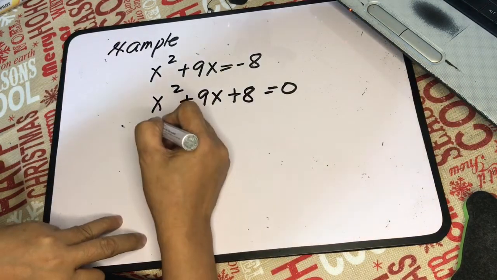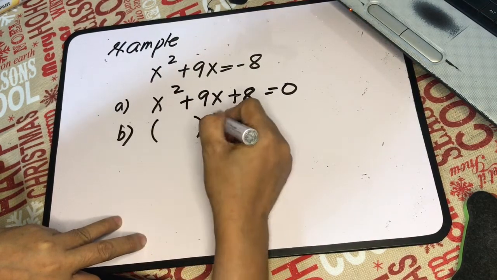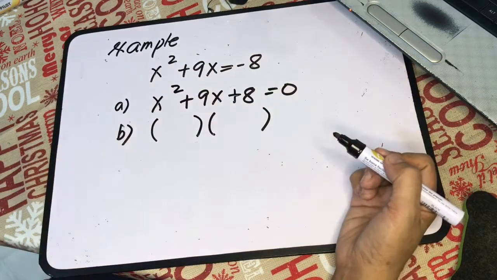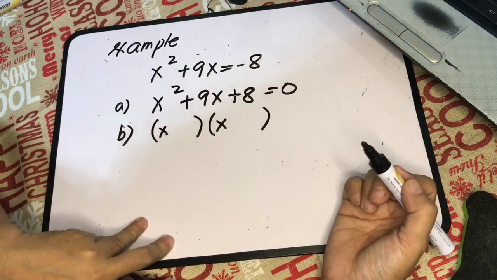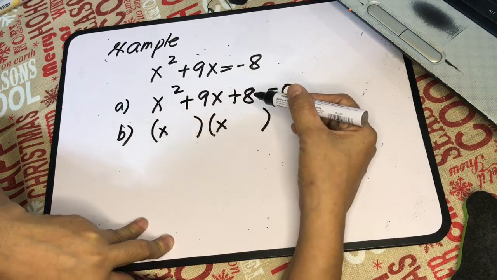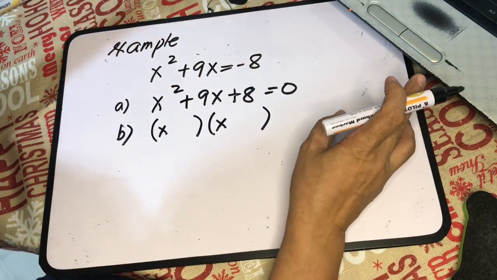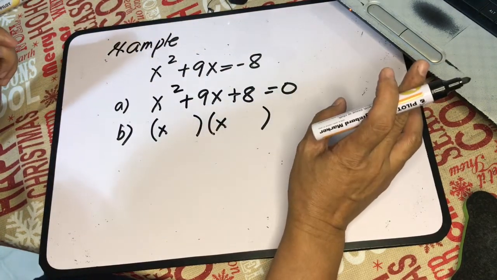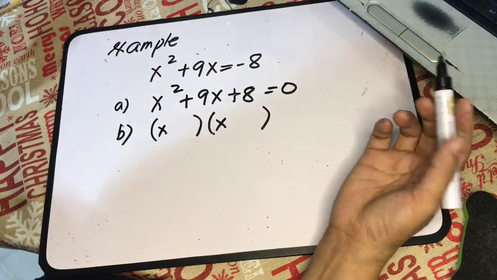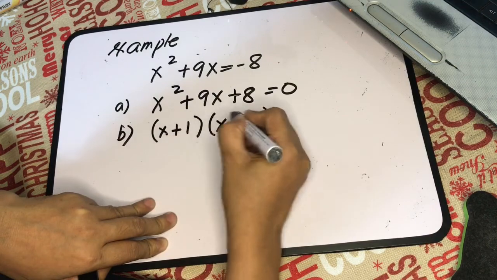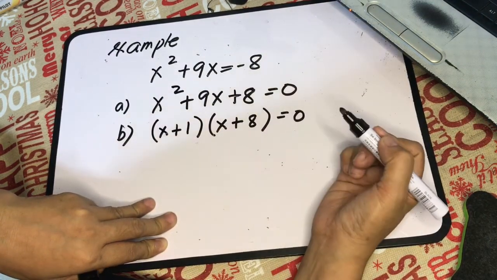Next is we have to factor. So, how do we factor? Again, observe the first term, that is x times x. And then, what about the last term? What is the factor of 8 that when you add them will give you 9? Ano ang factor ng 8? Pag inadd mo, 9. So, that is 1 and 8. So, you have x plus 1 times x plus 8 is equal to 0.